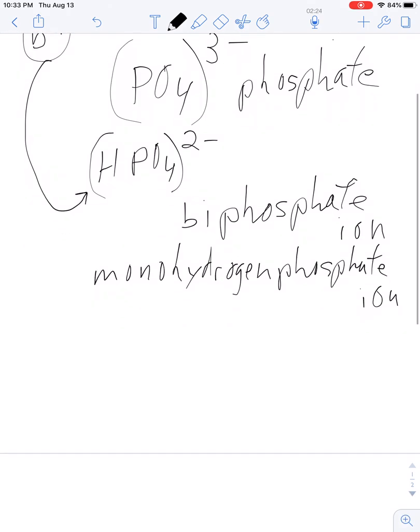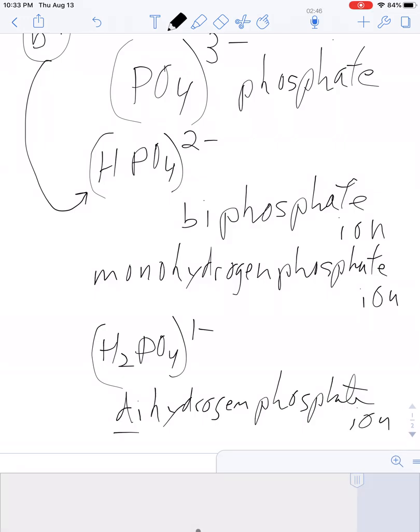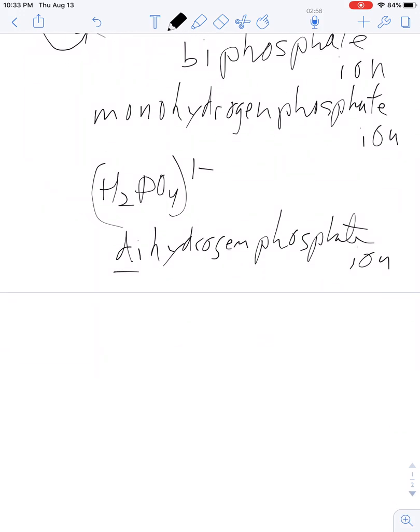So you already kind of see what I'm going to do next. So if I add another hydrogen, like I said, the charge decreases by 1. There's only one possible way to name this, and that is dihydrogen phosphate ion, okay? So the di means that there's 2 hydrogens because di means 2 in Latin, and bi means 2 in Greek. I know this is kind of a historical accident, but that's just the way it goes.